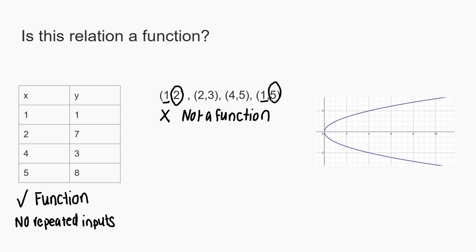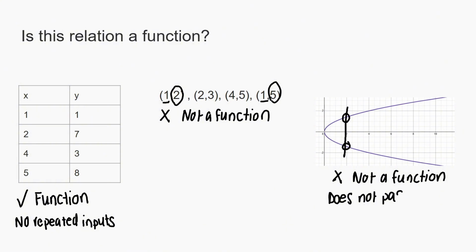And what about this relation right here? Is it a function? No, it's not a function. Because it's a graph, we can use the vertical line test. So if we draw a vertical line, say here, it hits it at 2 points. So, it does not pass the vertical line test.